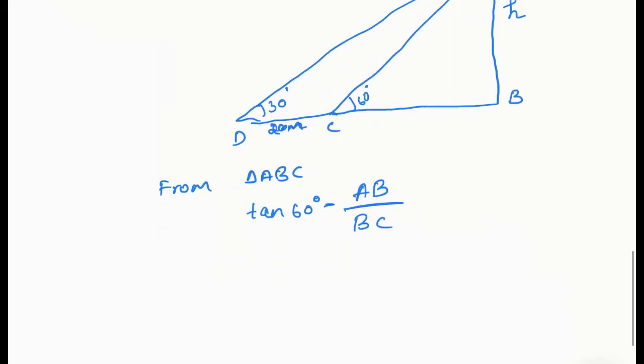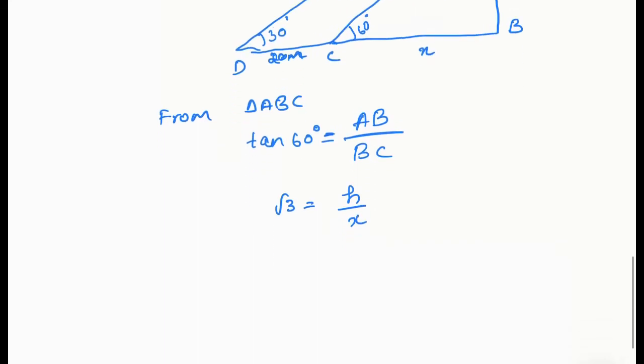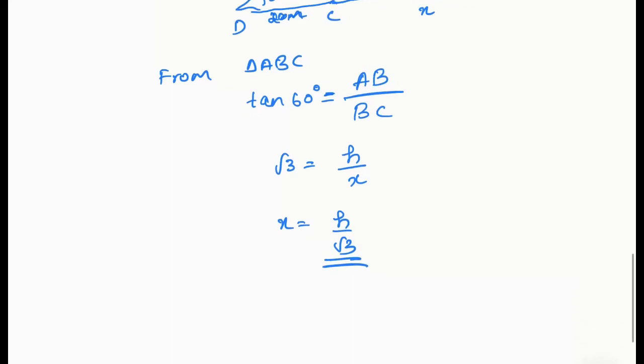Initially, from triangle ABC, tan 60 equal to AB by BC. Let me consider BC as X. So tan 60 is what? Root 3. Root 3 is equal to H by X. So I can write it as X equal to H by root 3, because we need to find the height only, the value of H.